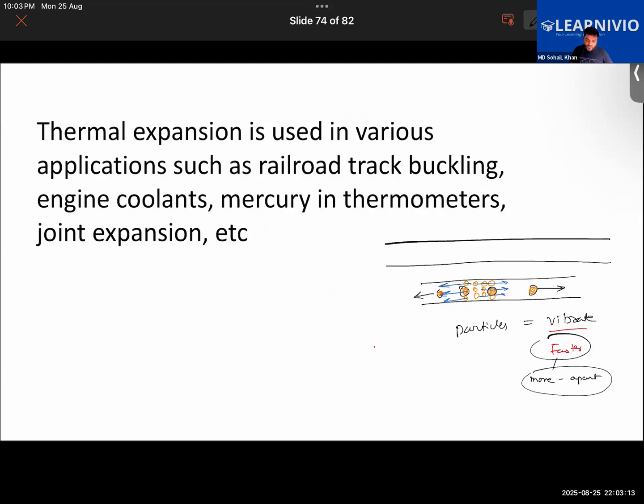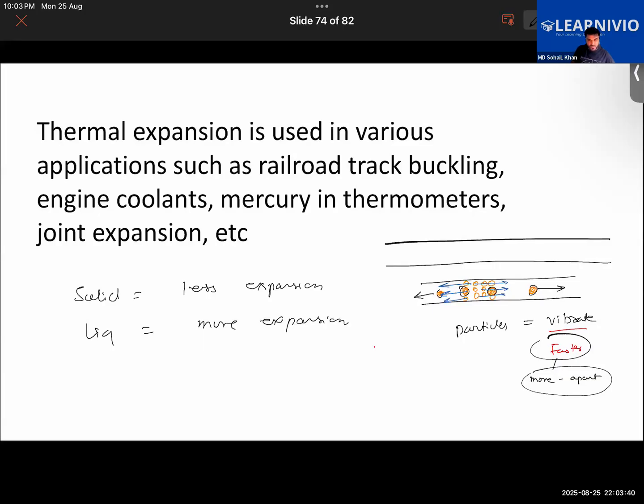Now, this thermal expansion happens in solids, liquids, and gases. In all the mediums, it happens. Particularly less expansion is seen in solids. Maximum expansion is in gases, because the intermolecular attraction is very low, so it's very easy to make the atoms move away from each other.